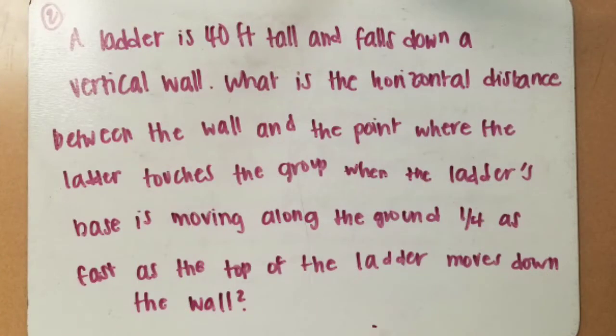A ladder is 40 feet tall and falls down a vertical wall. What is the horizontal distance between the wall and the point where the ladder touches the ground when the ladder's base is moving along the ground 1/4 as fast as the top of the ladder moves down the wall?